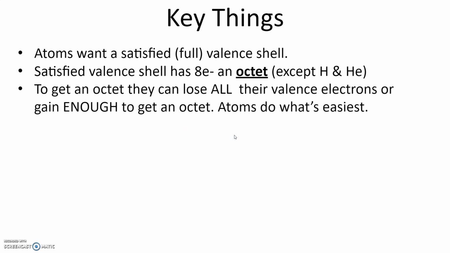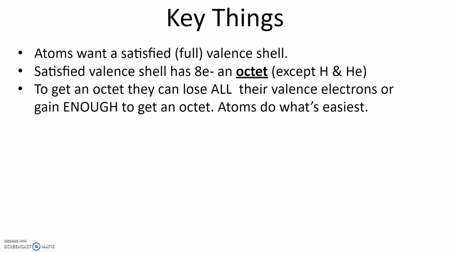Now, to get an octet, they can do one of 2 things. One thing an atom can do is lose all of its valence electrons. In losing all of its valence electrons, the shell that used to be its valence shell has disappeared, and the shell underneath it, which is a full or satisfied shell, becomes its valence shell. So by losing all of its valence electrons, the next shell down becomes the valence shell, and that would already be a full or satisfied shell.